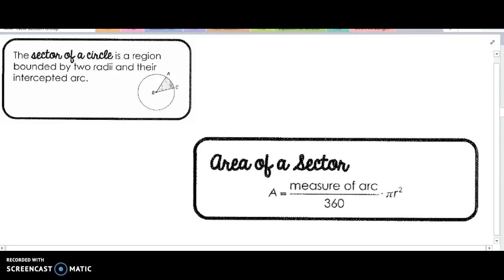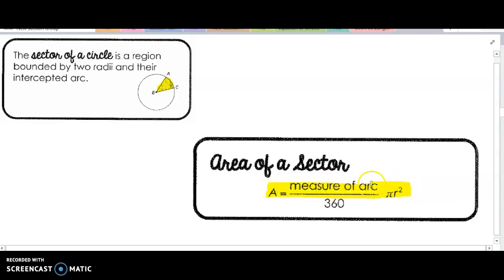All right, so here we're going to be finding the sectors of circles. We're going to be finding areas of those. And this is very similar to arc length that we did. So first of all, what is a sector of a circle? A sector of a circle, think of it as like a piece of a pie. Okay, it's a region bound by two radii and their intercepted arcs. So it's just a piece of the circle. Okay, and we can find the area of the circle right here.